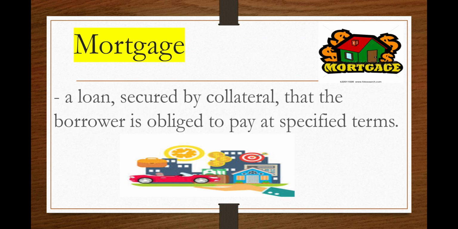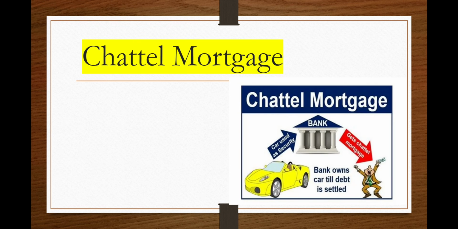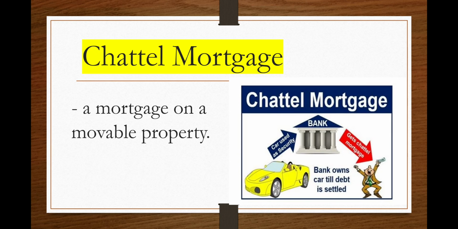And mortgage is a loan secured by collateral that the borrower is obliged to pay at a specified term. So the house and lot can be used, or a car. And chattel mortgage is a mortgage on a movable property. For example, if you're going to use your car as a chattel mortgage, then the bank owns the car till the debt is settled.